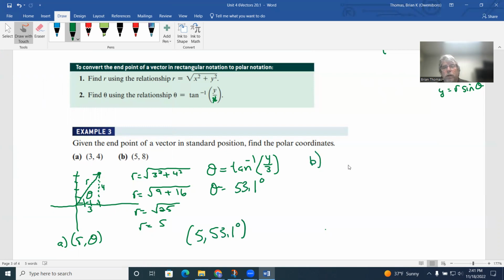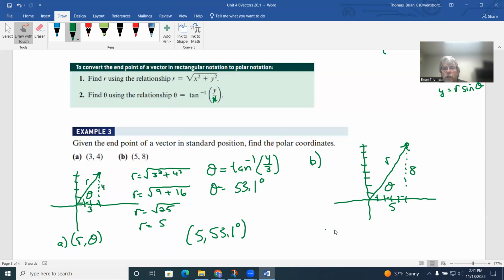For part B, if I was drawing a picture of this, you'd have 5, 8: 1, 2, 3, 4, 5, and 1, 2, 3, 4, 5, 6, 7, 8. So your endpoint would be up here. What we're looking for is the polar coordinates that would get us to the same spot. I would need to know what r is and what theta is. Again, you can drop this down and make this a right triangle. So this would be a 5 and this would be an 8.